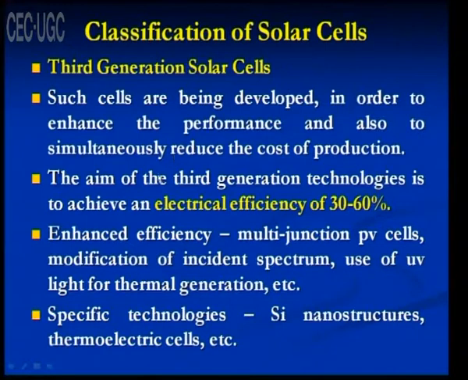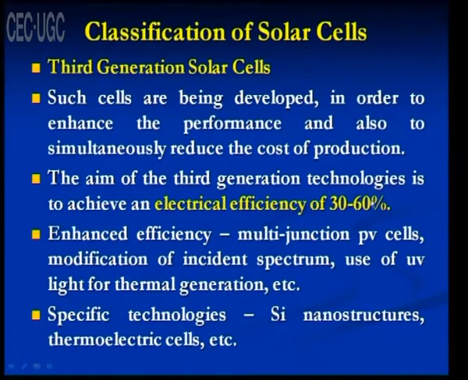Then came the third generation solar cells. Such third generation solar cells are being developed right now in order to enhance the performance and also to simultaneously reduce the cost of production. Now the aim is not only to improve the performance, with efficiency to be increased, but also effective cost reduction methodologies are being tried presently in the third generation.